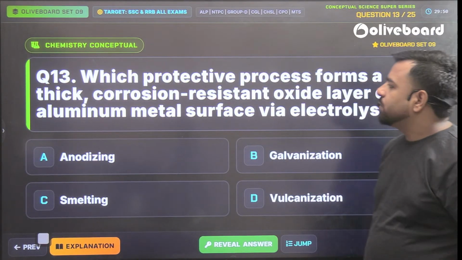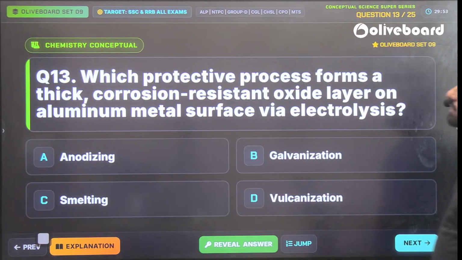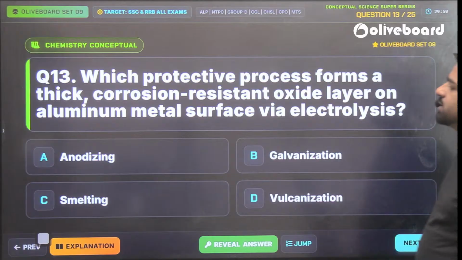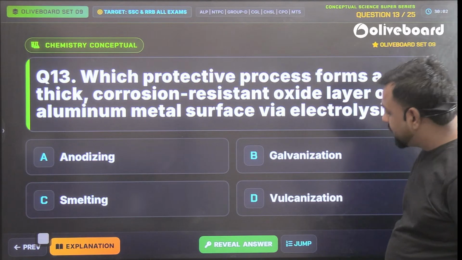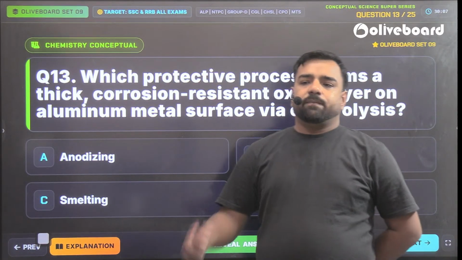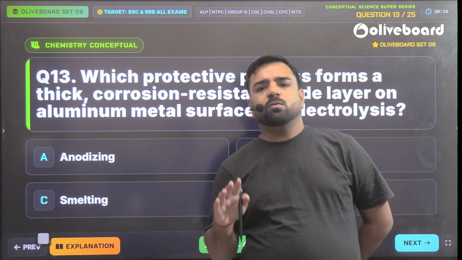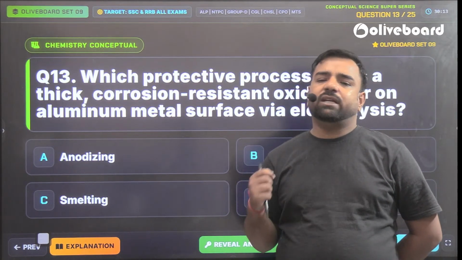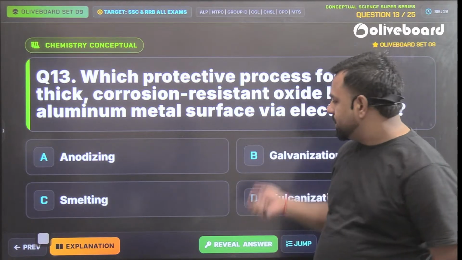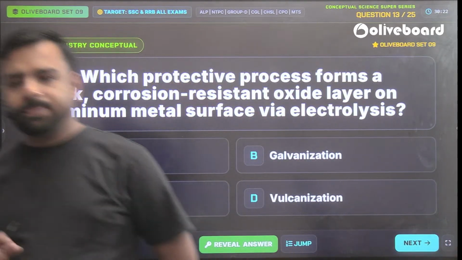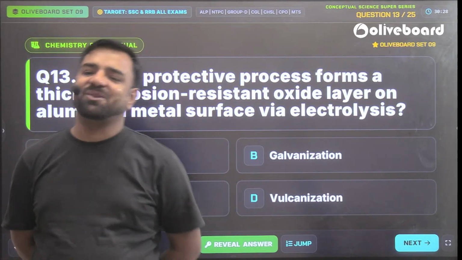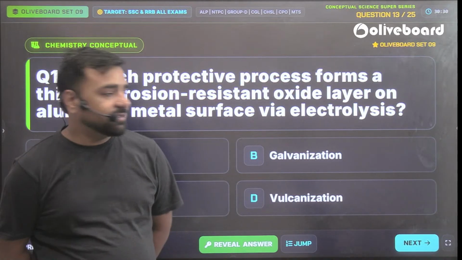The next one is, which protective process forms a thick corrosion resistant oxide layer on aluminum metal surface via electrolysis? Is it anodizing, galvanization, smelting or vulcanization? If iron is getting rusted, in order to prevent iron from rusting, we can go for oiling, we can go for greasing, we can also go for galvanization, where we are using a coating of zinc. But will galvanization be the answer here? No. So this time Utkarsh and Ashish, sorry to say, but guys, this time you are wrong. See, it's not talking about iron. Just have a look at the equation.